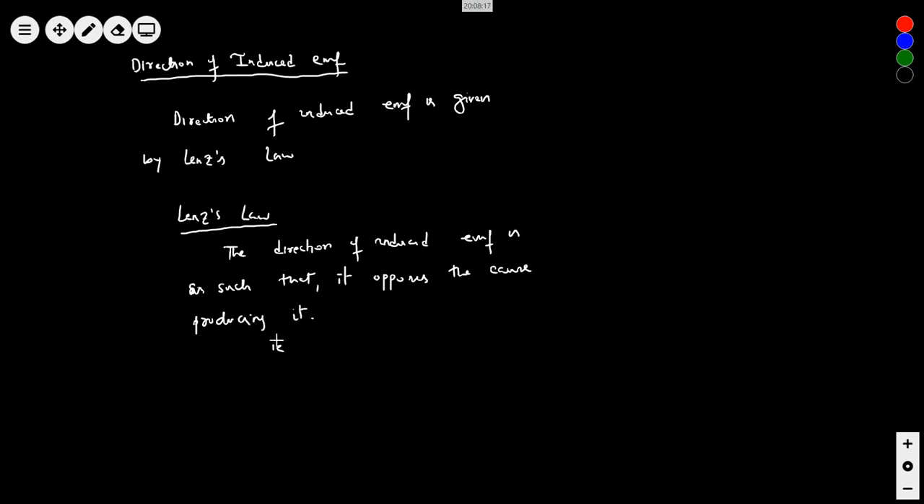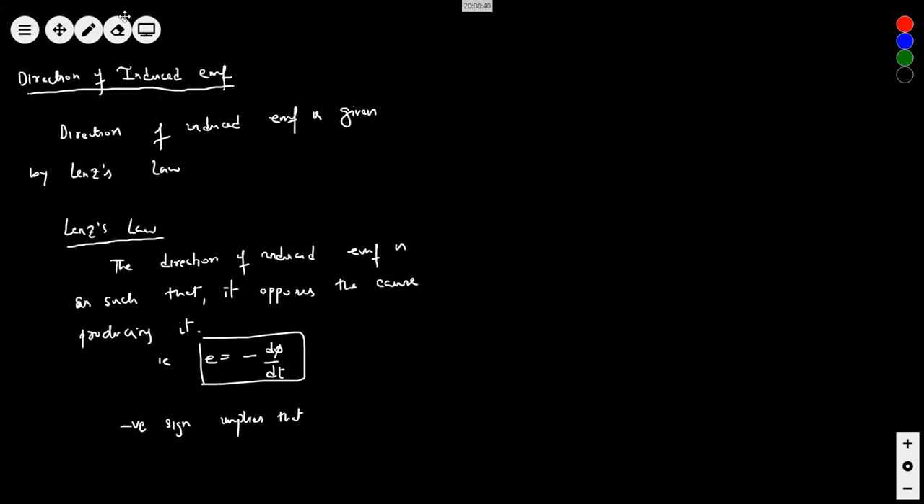Let us understand. That is, E will be minus d phi by dt. Here comes the direction, the minus. The negative sign implies that. So now this is our law for induced EMF. Okay? Now let us look at that experiment once again.